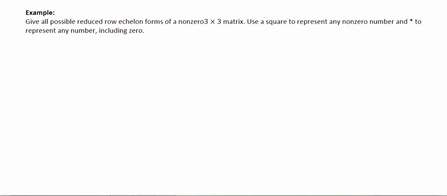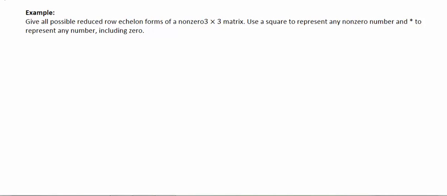So let's do an example. We want to consider a 3 by 3 matrix, so 3 rows and 3 columns. And I want to give all the reduced row echelon forms. I'm going to use a square to represent non-zero numbers and a star to represent any number, including 0.